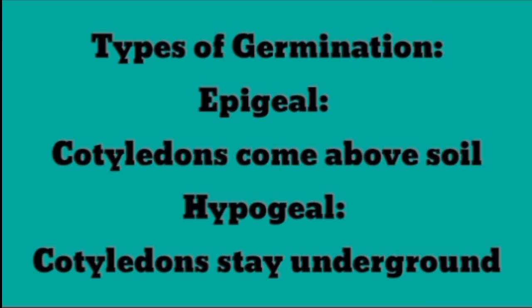There are two types of seed germination, epigeal germination and hypogeal germination. Epigeal is made up of two words, epi means above or outside and geal means soil. In this type of germination, the cotyledon also comes outside the soil with the shoot. And in hypogeal, hypo means below. So in this germination, the cotyledons stay below the soil or underground and don't come out with the shoot.